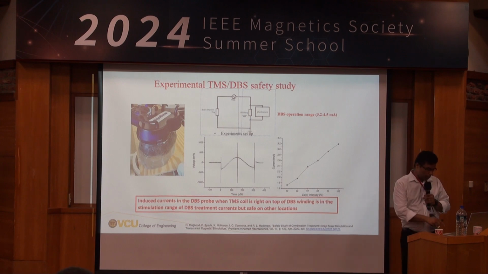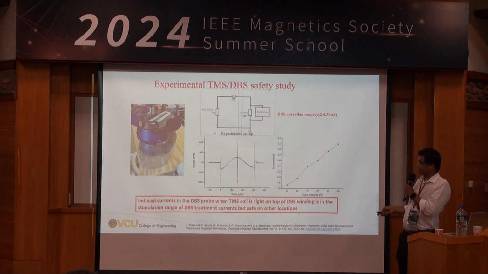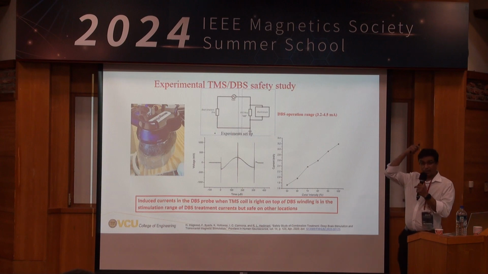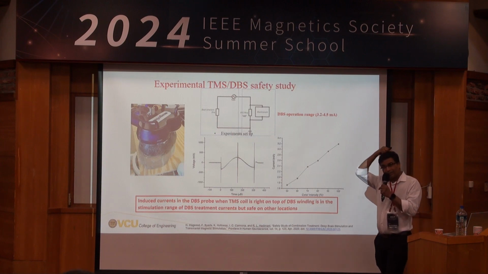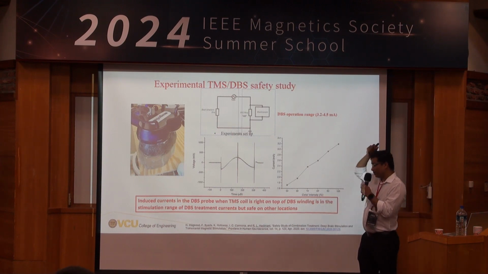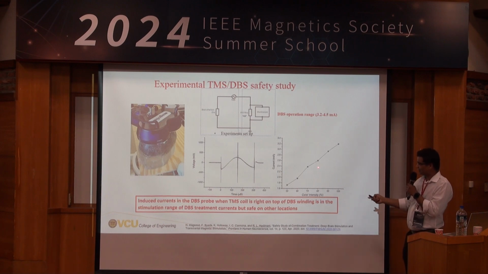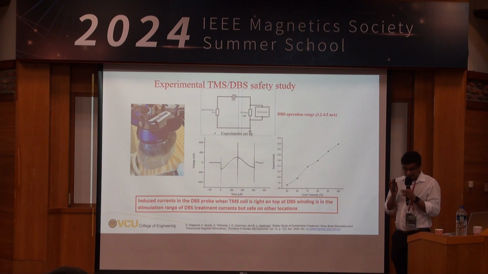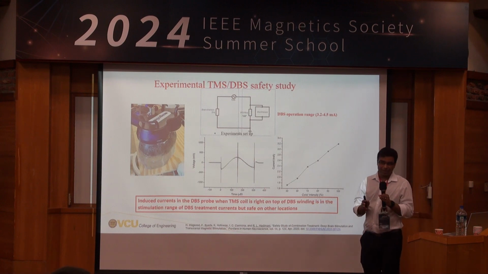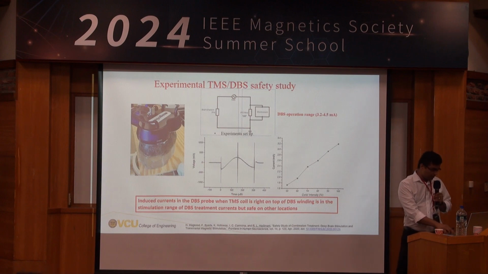But there are no unsafe currents in the DBS lead when you stimulate. This is when you put it right on the top of the coil. But if you are on the mouth motor area, this will be much lesser. We concluded that it's safe to do TMS on subjects with DBS.